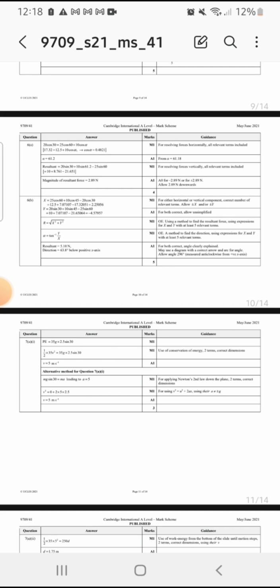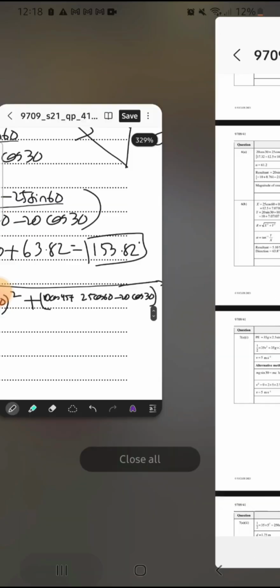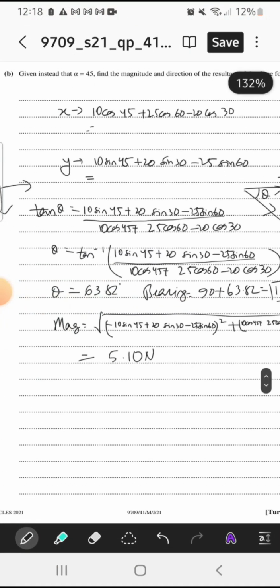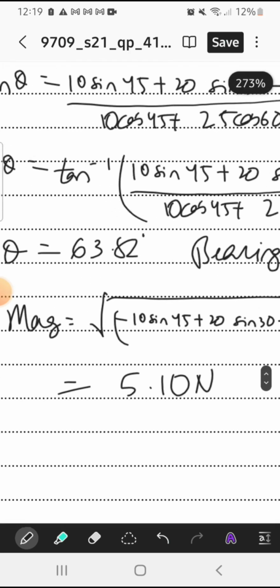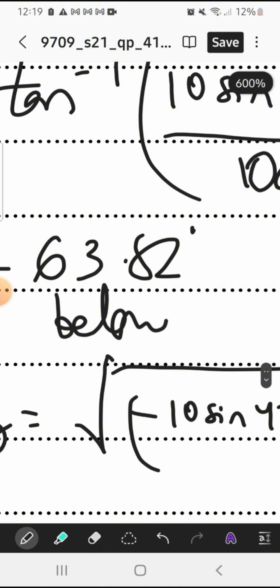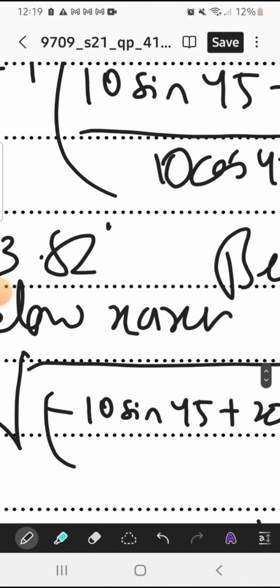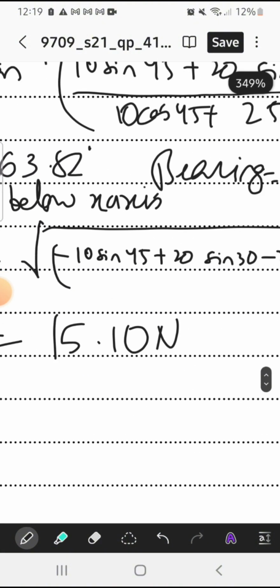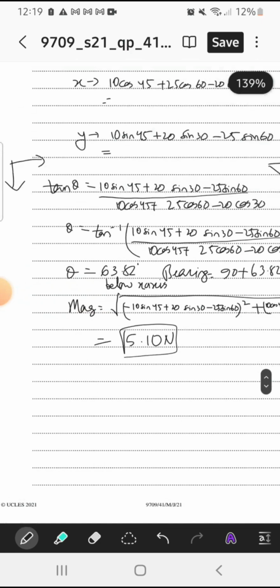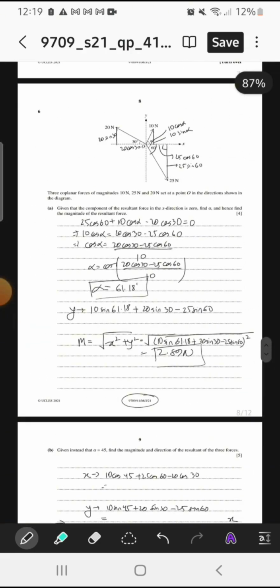We can give it in any notation. It says below positive x-axis, but I like to use the bearing notation. But if you are feeling too risky about it, you can do it the other way, which is in the fourth quadrant or below the x-axis, and for this one it is as it is. So that's basically how you can do this question. Pretty lengthy but quite easy.